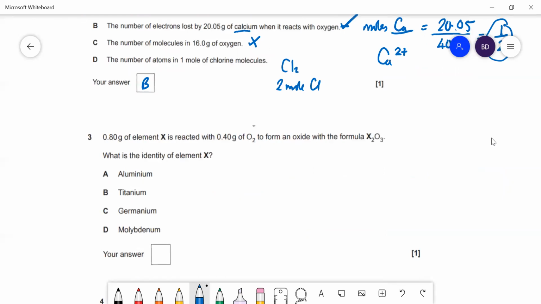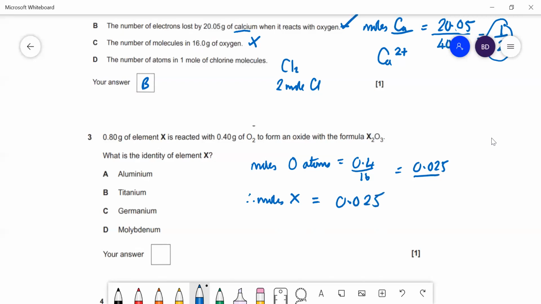Okay, so 0.8 grams of an element reacts with 0.4 grams of oxygen. Which is the identity? Let's do it this way, I think. Let's do the moles of oxygen atoms. That's going to be 0.4 over 16, which is 0.025. So therefore, the moles of X must be that multiplied by 2/3, because you've got 3 oxygens for every 2 X's.